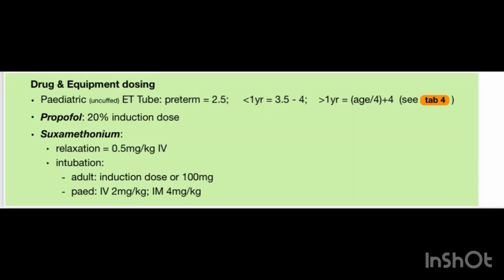Right, to treat laryngospasm, drug and equipment dosing. For pediatric uncuffed endotracheal tubes, preterm is 2.5, below 1 year we use size 3.5 to 4, and above 1 year old we use age divided by 4 plus 4 for uncuffed, and plus 3.5 for cuffed. Propofol 20% of the induction dose. Succinylcholine relaxation 0.5 milligram per kg, and for intubation in adults we use the induction dose or 100 milligrams, and pediatric 2 milligrams IV and 4 milligrams IM.